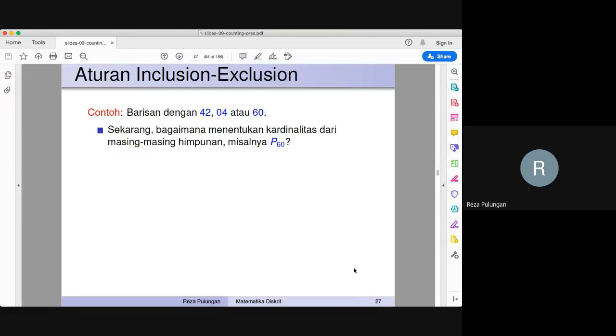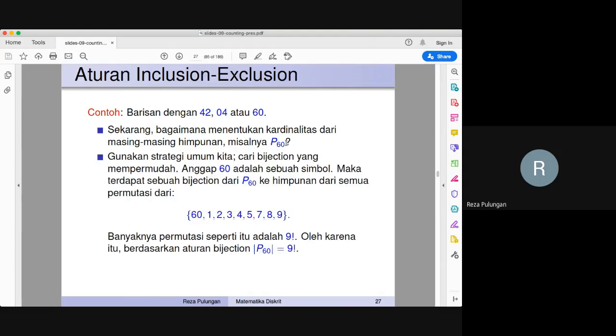So, how do we determine the cardinality of each of these sets? For example, P60. How many elements are there in P60? Think about that. Well, actually, it is not really difficult. If you think about this, then we have to use the rules that we have seen before. Namely, we are going to find the bijection, and finding the bijection enables us to solve this easily. How do we do that?